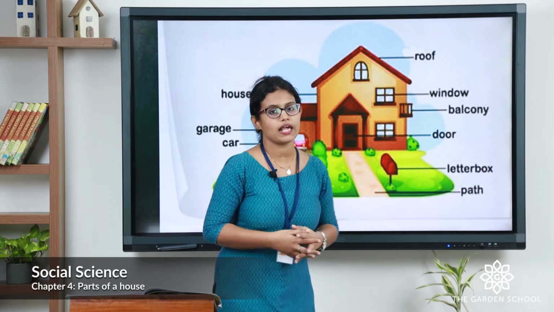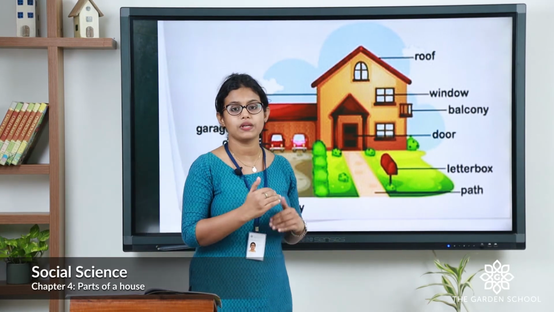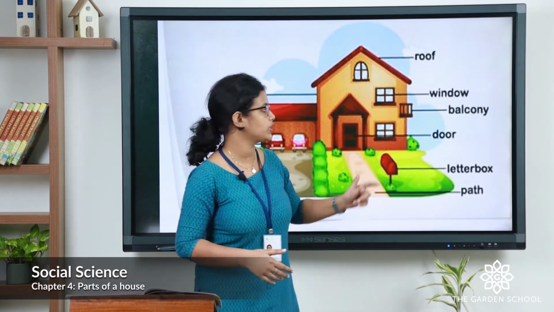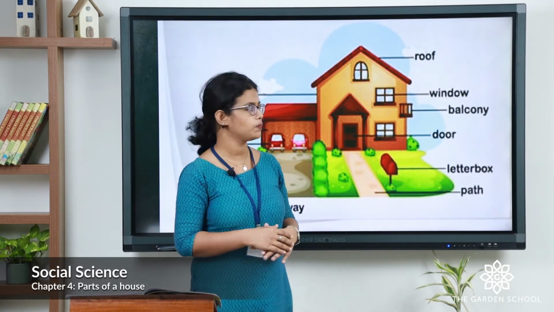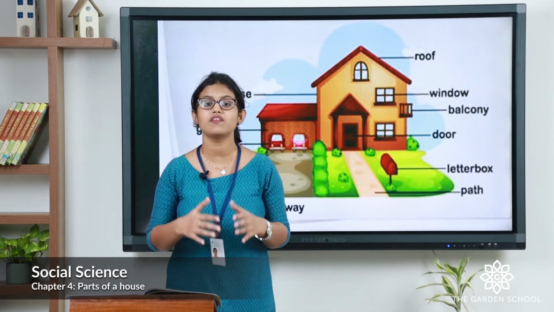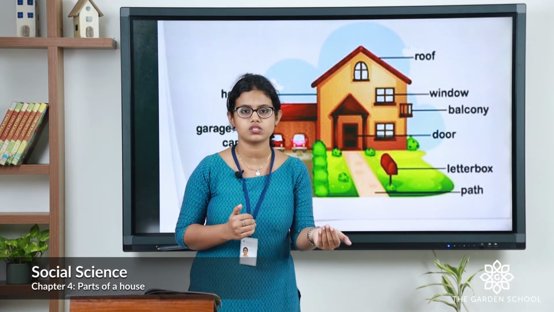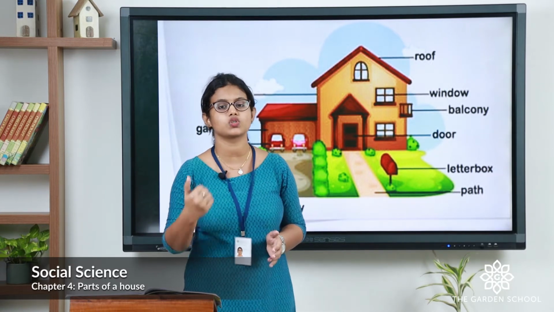And next one is the balcony. Some of the houses have balcony. So balcony is a place where we can just stand and it is outside the upper wall. You can see a wall here and it is outside the upper wall. Next one is the door. Every house has a door. So we enter the house through the door and we exit through the door. That is, we come out through the door.